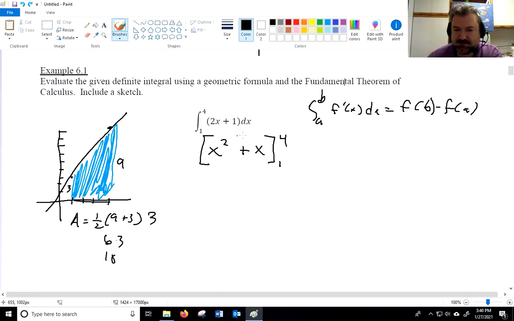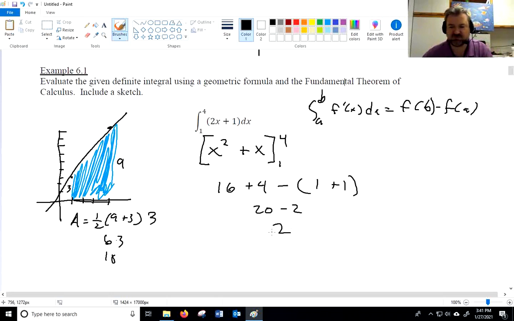So now I'm going to evaluate this at 4. So I just plug in the 4. And that would be 4 squared is 16 plus 4 is 20. Then I put minus and always put parentheses to make sure you get this right, because now I got to plug in the 1. 1 squared is 1 plus 1 is going to be a 2. So this will be a 20 minus 2, which is 18. So you can see that we got the same result. So the fundamental theorem seemed to work here.